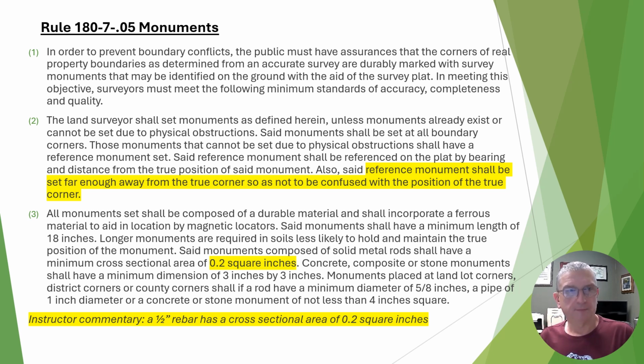First part, paragraph 1. In order to prevent boundary conflicts, the public must have assurances that the corners of real property boundaries, as determined from an accurate survey, are durably marked with survey monuments that have been identified on the ground with the aid of the survey plat. In meeting this objective, surveyors must meet the following standards of accuracy, completeness, and quality.